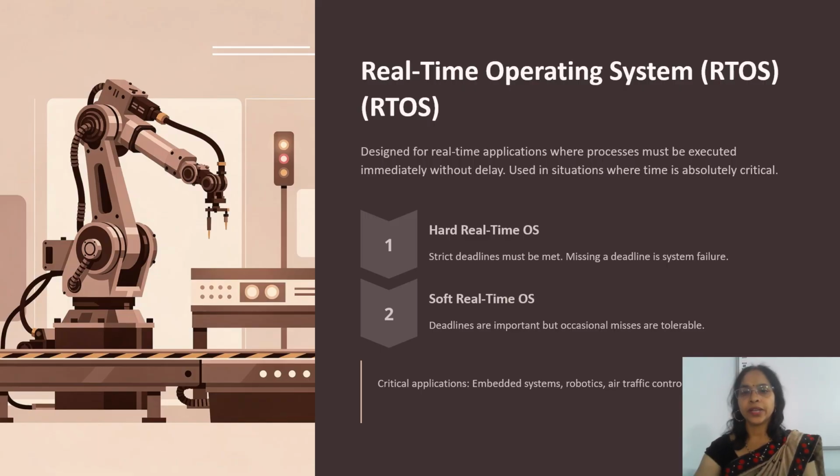There are two types of real-time systems. First is hard real-time, which has strict deadlines that must be met, and missing a deadline causes failure. But in soft real-time, deadlines are flexible. That means some delays are acceptable. Occasional delay is allowed. A real-time operating system ensures predictability, because it is designed for real-time applications where the process must be executed immediately without any delay, and it is used in situations where time is absolutely critical.